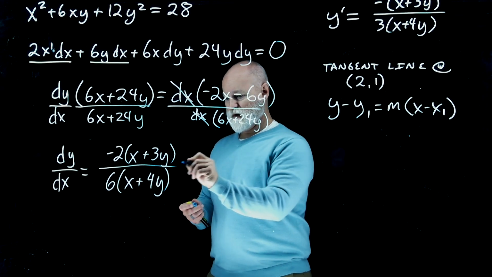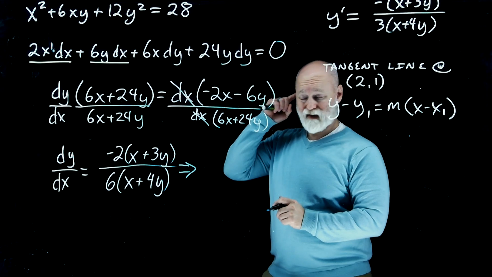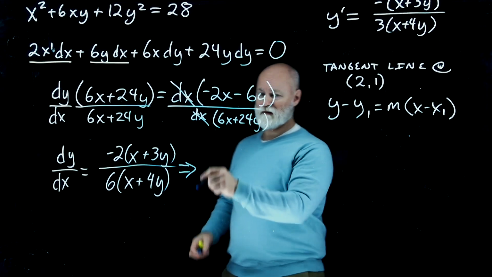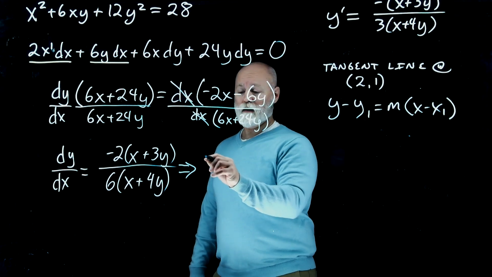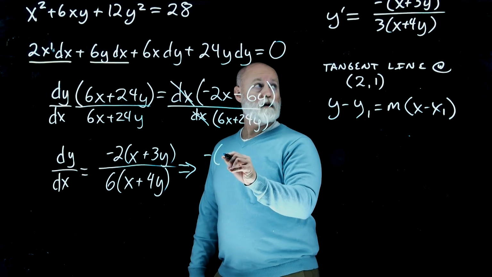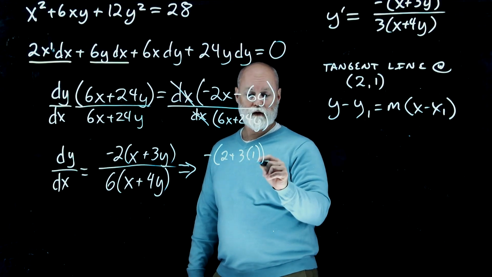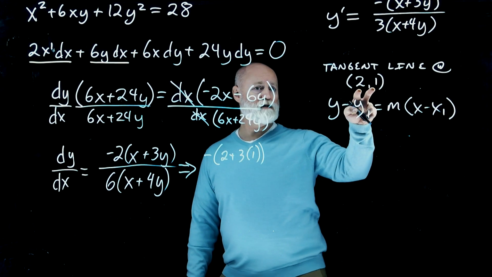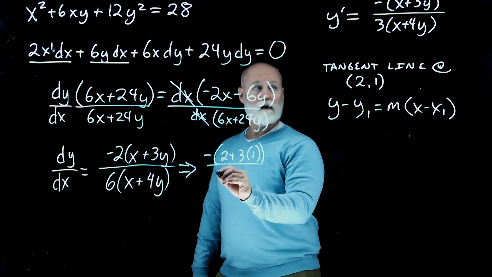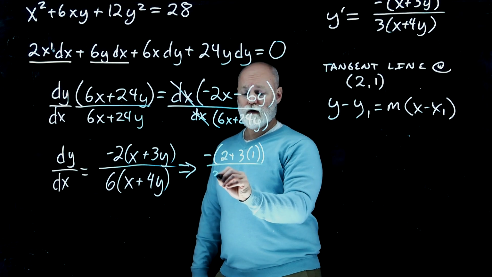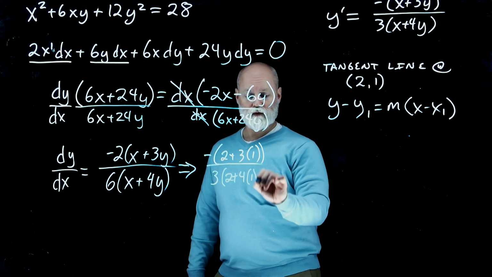So I'm just going to kind of do a little bit. This isn't necessarily good math grammar here, but I'm just going to kind of put a little double arrow here, and I'm going to plug in my values for x and y. So I have negative, and then we have 2 plus 3 times 1. Right, I'm taking these values of x and y, and I'm plugging them into that differential up there. And then I'm going to have 3 times 2 plus 4 times 1.